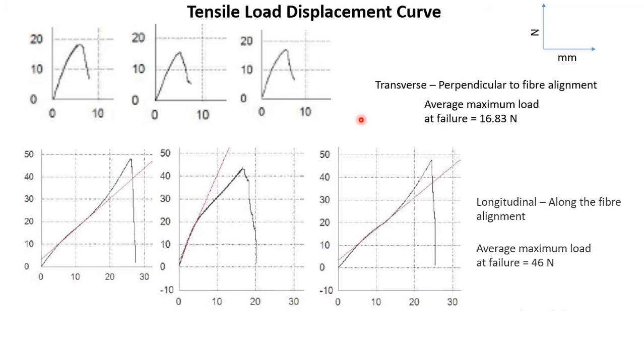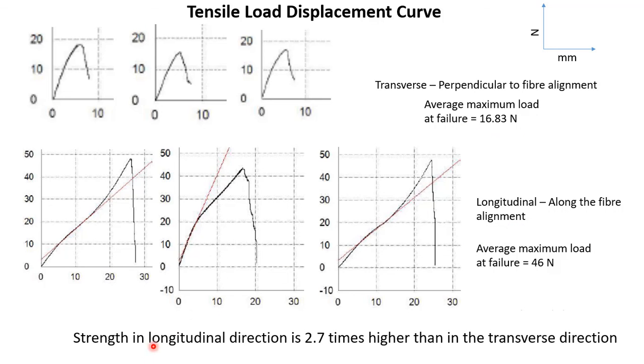For the longitudinal direction, that means along the fiber alignment, we found that the load was very high and the average of the maximum load at failure was 46 Newton. This is quite high compared to the transverse load. So the conclusion we found is strength in longitudinal direction is 2.7 times higher than in the transverse direction.